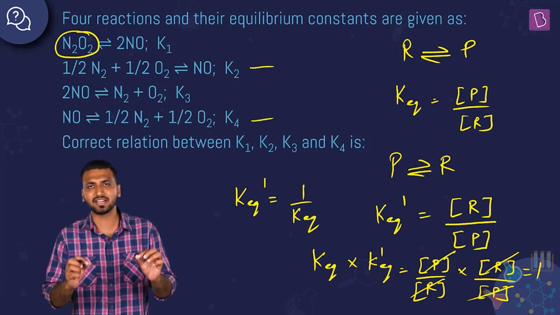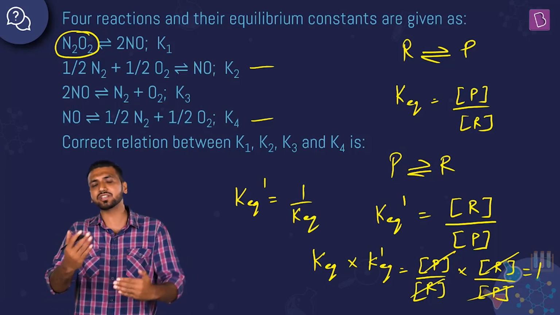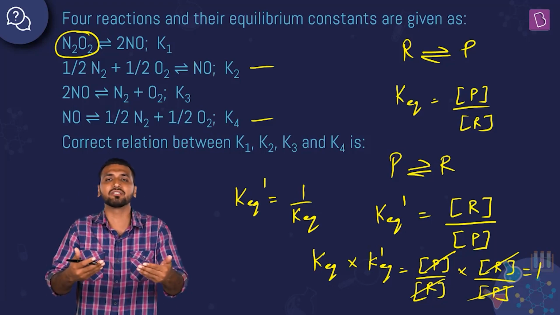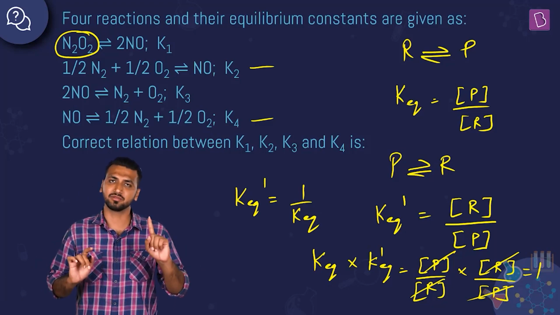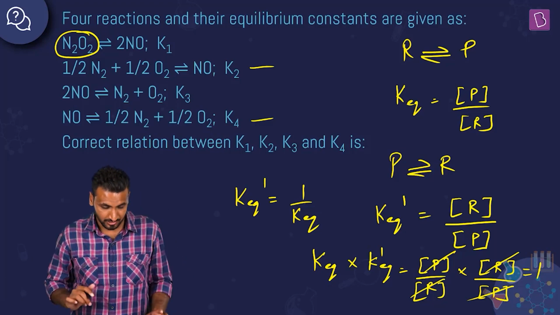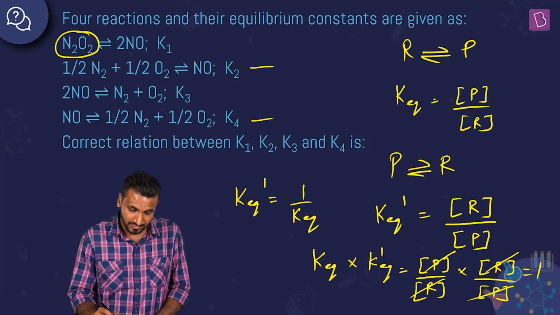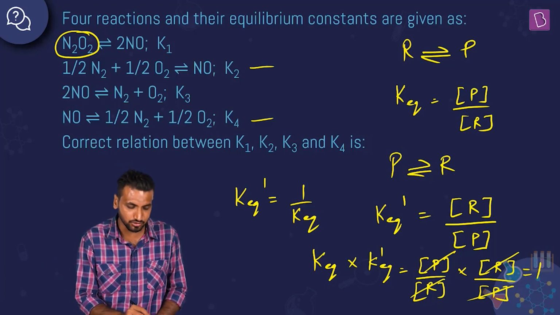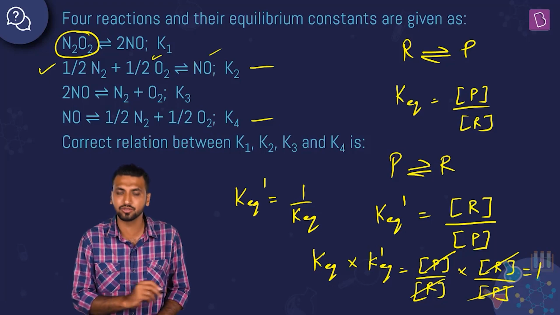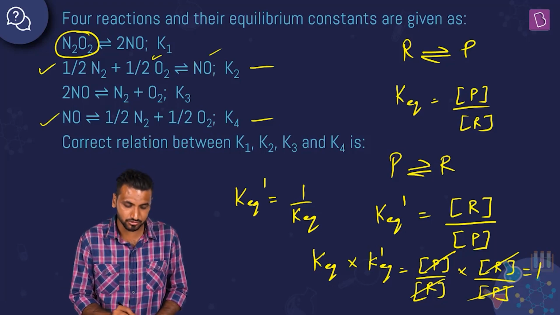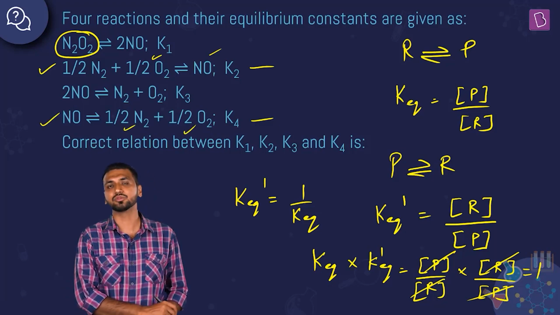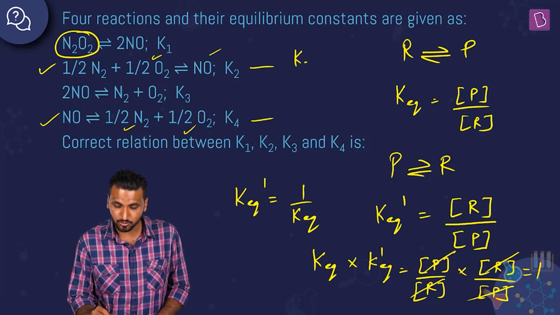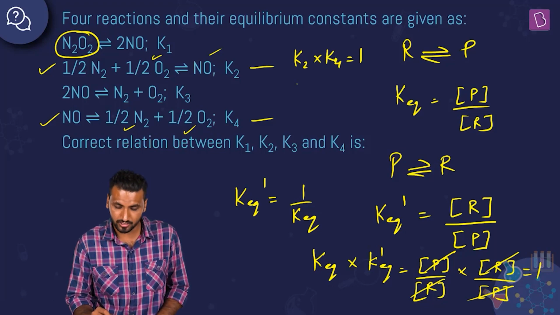So let's draw the parallel here. If you reverse the equation, the new K equilibrium will be the reciprocal of the K equilibrium. Make sense? So now observe reaction 2 and 4. They are exactly reverse of each other. In reaction 2, half N2, half O2 forming NO. In reaction 4, NO dissociating into half N2, half O2. So can I say K2 into K4 will be equal to 1, or K2 will be 1 by K4?